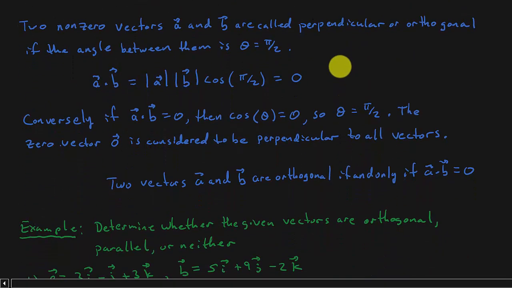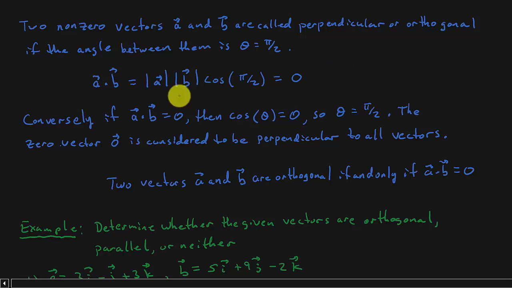All right, so let's look at this. It says two non-zero vectors A and B are called perpendicular or orthogonal if the angle between them is pi over 2. Think about that for a minute. If the angle between two vectors is pi over 2, 90 degrees, yeah, they're perpendicular, right?